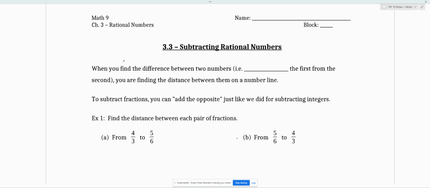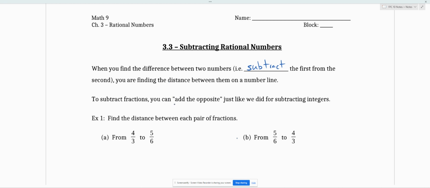Okay, so when you find the difference between two numbers, that's the same as take away, or subtract the first from the second. You are finding the distance between them on a number line. If you want to know how far you traveled, you take where you started and subtract that from where you ended, and that'll tell you the distance in between.